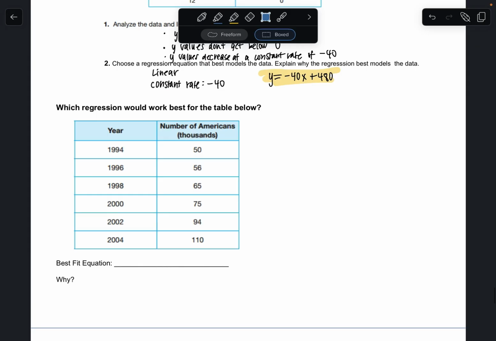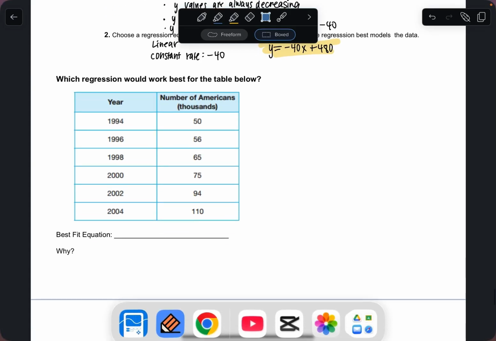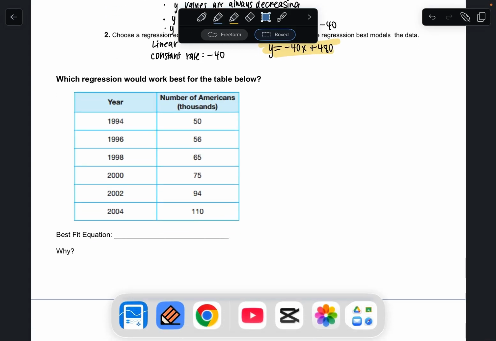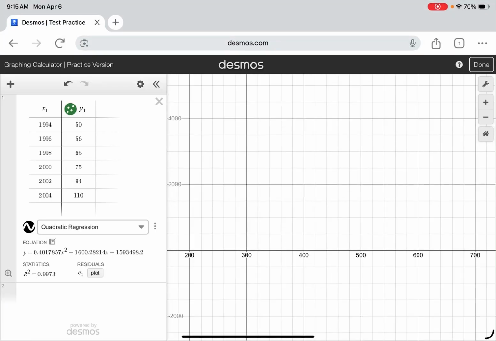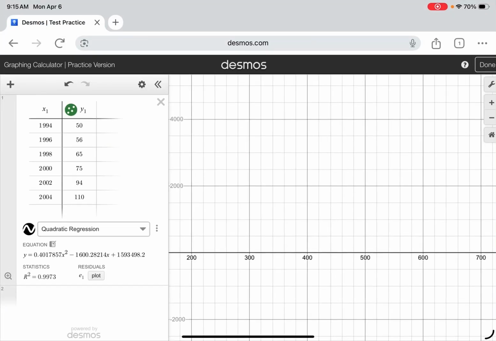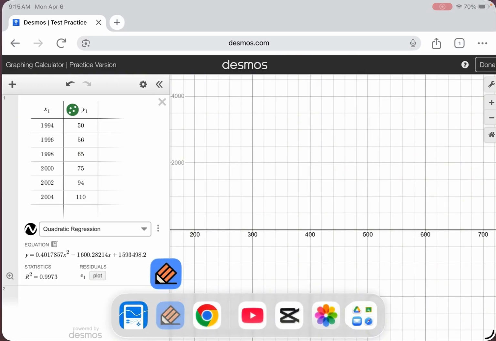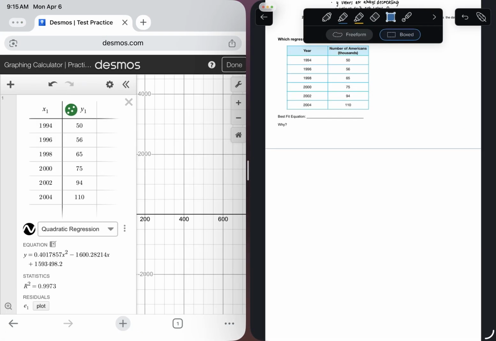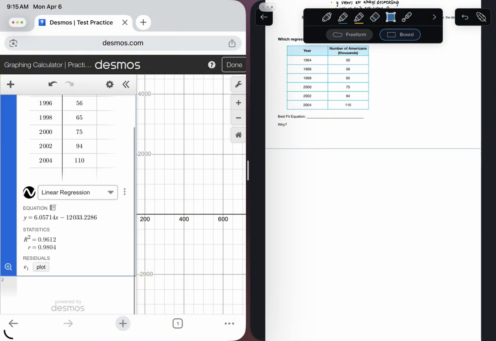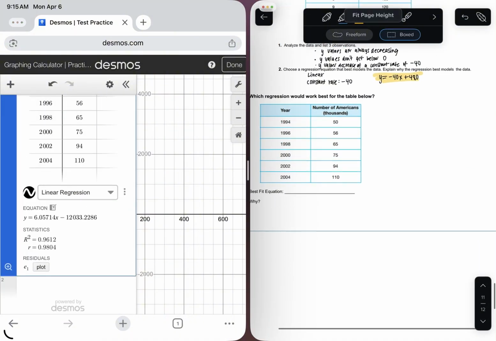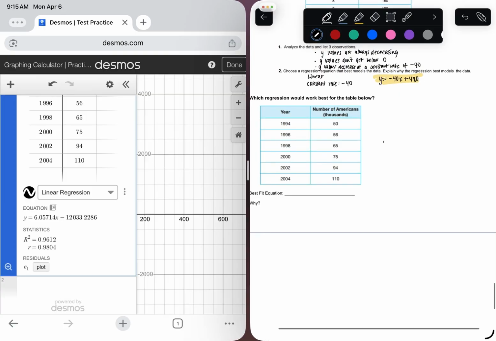All right, for this last example, it says which regression would work best for the table. So let's just put the table in and then see which of our equations looks the best. And so I've already put in the data. And we're going to compare the r squared values. And so for linear, our r squared value is 0.96.